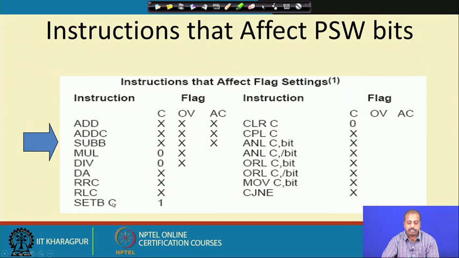Then SETB C, as the name suggests, the carry should be set to 1. Okay. So, this carry is set to 1. Similarly, CLR C will make the carry bit 0. CPL C, complement carry, so whatever be the current value of the carry bit, that will be complemented. Then we have ANL C, bit, which will be ANDing the bit with the carry. So, if this bit is 0, it is clear carry. If this bit is 1, the previous value will continue. You can mention some bit number with which the carry will be ANDed. Then we have this MOV C. We will see these instructions.